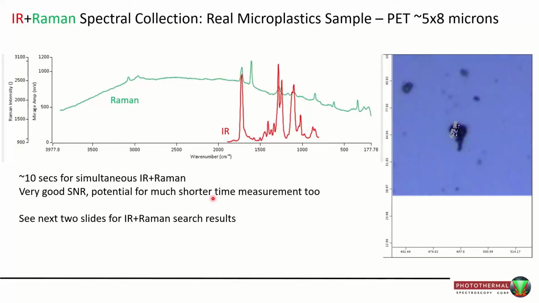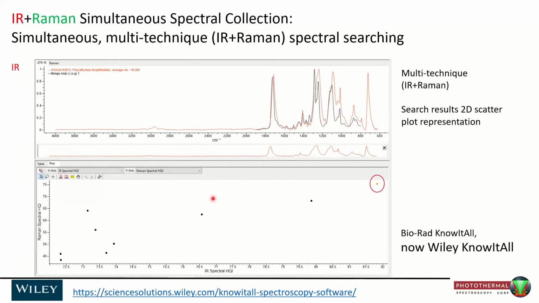But I've now taken the infrared and Raman spectra, and I'm putting these into a search database. Typically you'd do a search and you'd have a list of hits that would turn up, and then you do another search perhaps for the Raman, you have a separate list. So what the KnowItAll package can do, and by the way, it's important to note that Wiley have now acquired the KnowItAll assets of Bio-Rad, so it's now the Wiley KnowItAll database and software package.